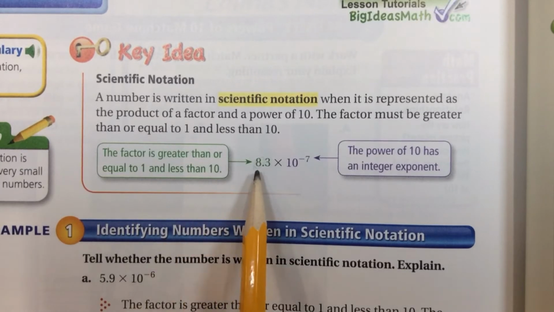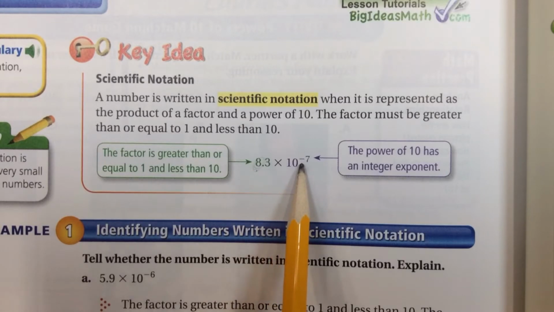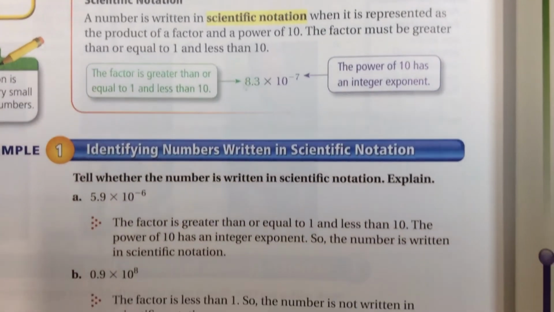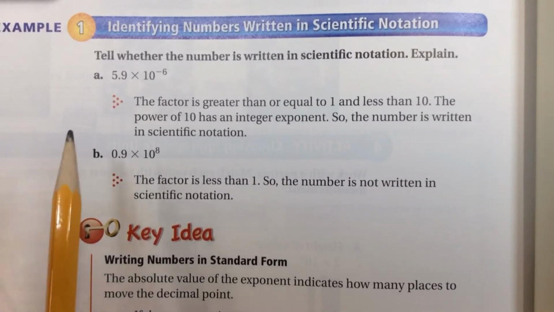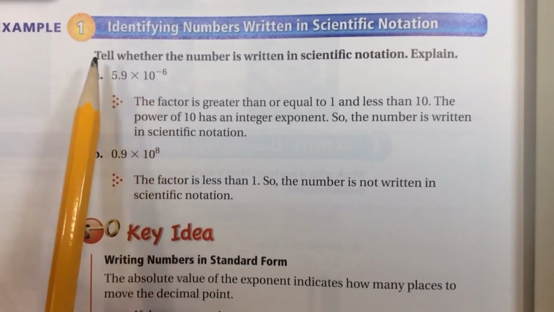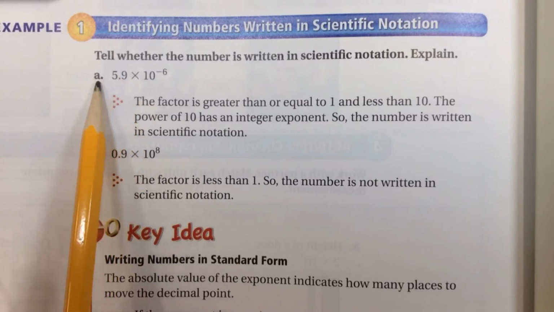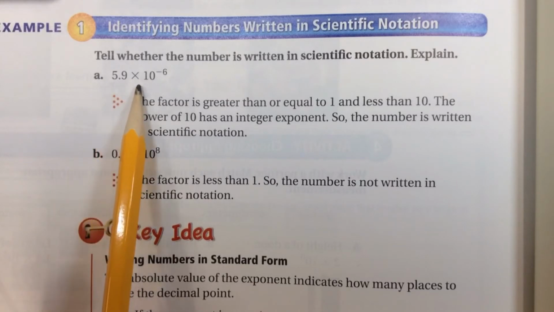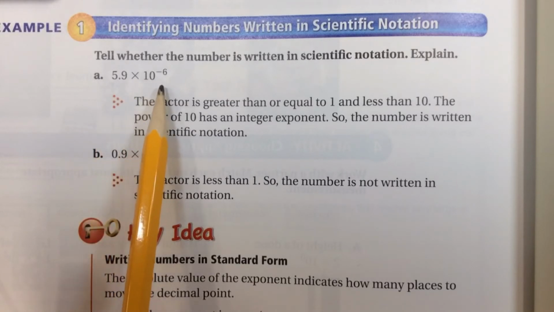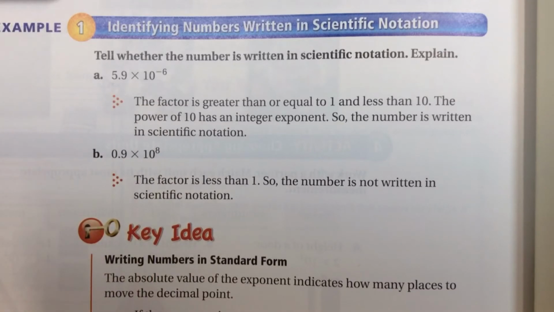So here we have a number that is greater than or equal to 1 but less than 10, okay, 8.3, and it's multiplied by a power of 10. The power of 10 can be a positive or a negative power of 10. So the first example is just identifying numbers written in scientific notation. Look at the first one. Is it in scientific notation? Well, look at the number. Does it have exactly one digit in front of the decimal? Yes, it does. Is it multiplied by a power of 10? Yes, it is. Then it is in scientific notation.